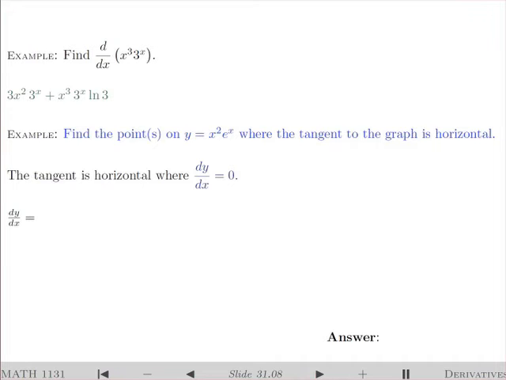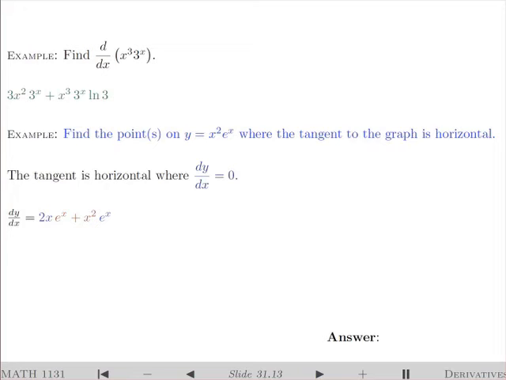It's just like the last example. I have a product, so I use the product rule. First factor is x squared, derivative is 2x, times second factor e power x, plus x squared times the derivative of e power x, which is just e power x. Since the base is e and the exponent is just x, I don't need any extra factors there.